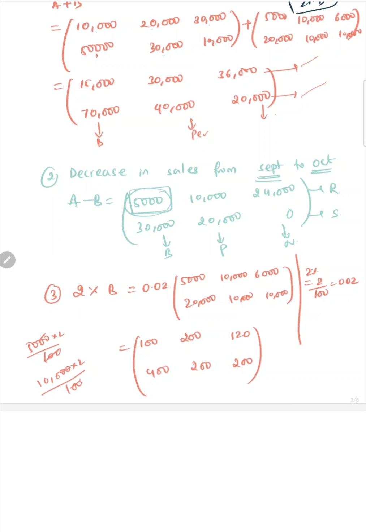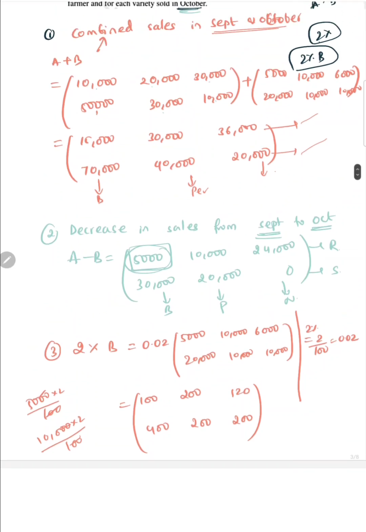So this is about the percentage profit in October sales. So 2% profit he has gained. The first row corresponds to Ramakrishna, the second row corresponds to Singh. First is for Basmati, second is for Parmal, and the last one is for Naura. So this is how we can find the percentage increase.